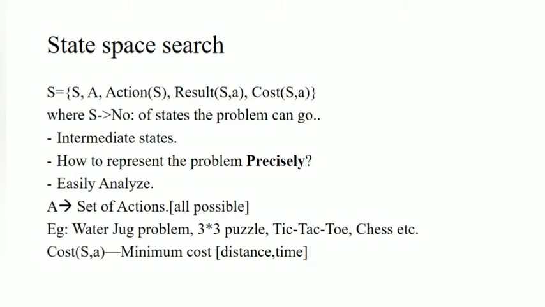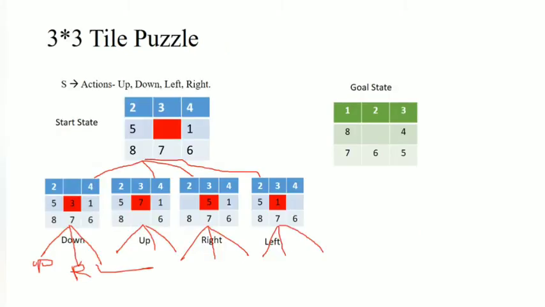That is the way state space search works. Accordingly, let us consider a 3x3 tile puzzle. Let us say the start state is given here by a 3x3 matrix. As I said, you have 9 tiles, in which 8 tiles are numbered and one tile is not numbered, and we have a goal state also. So from here to here, how will you reach it?